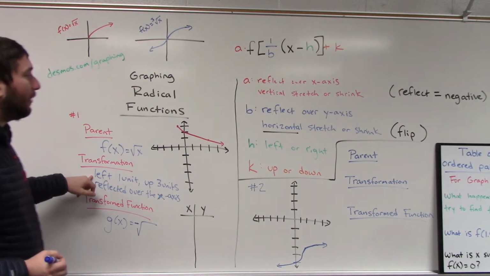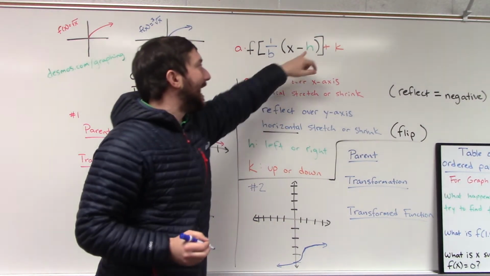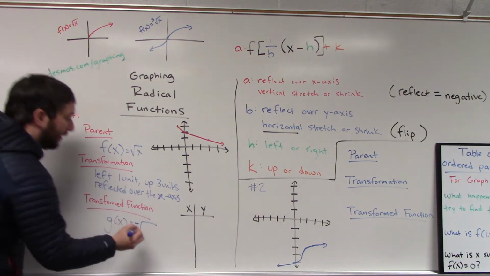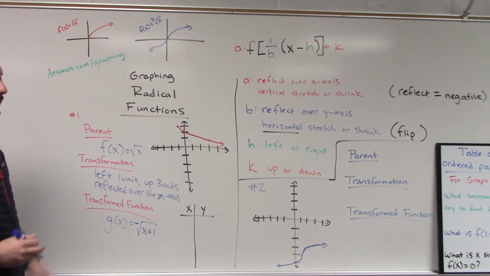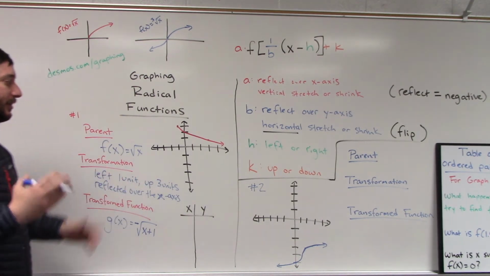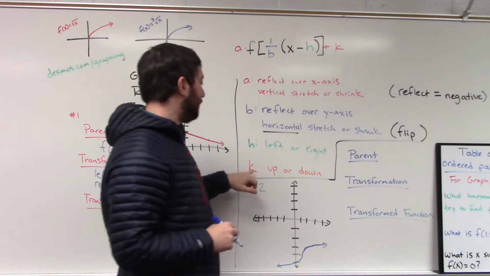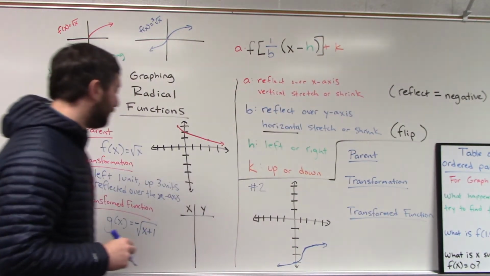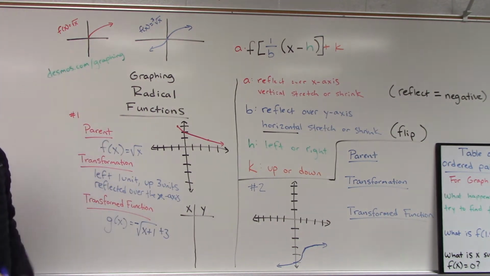We move left by 1. When we move left, we change H. And we change H by adding something next to X. That goes inside of our function. Anything horizontal is inside, anything vertical is outside. And then changing K, because up by 3 means we change K. Add a number off to the side of the square root, not underneath it, plus 3.